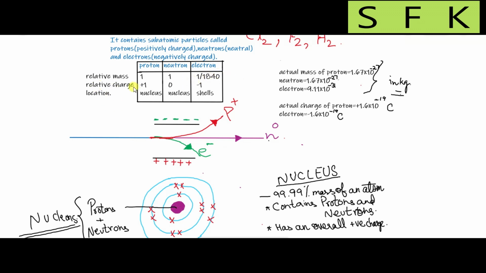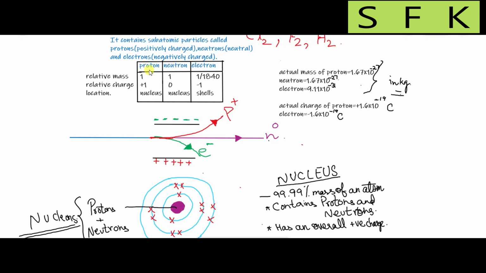Okay, relative charge. Protons are positively charged, so plus, and they have a charge of 1. Electron has the same charge as the proton, but with an opposite polarity and opposite sign. Protons have a charge of plus 1, electrons have a charge of minus 1. Neutrons are neutral, so they have no charge. They have a charge of 0.